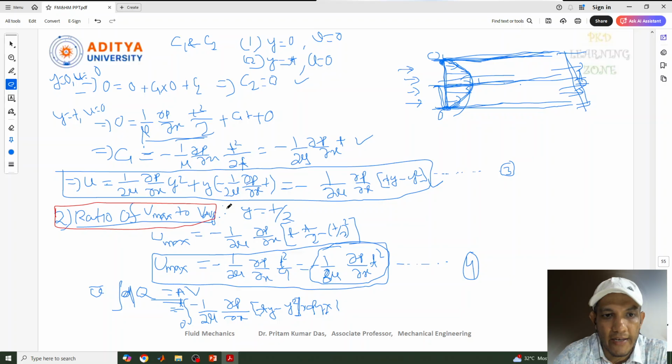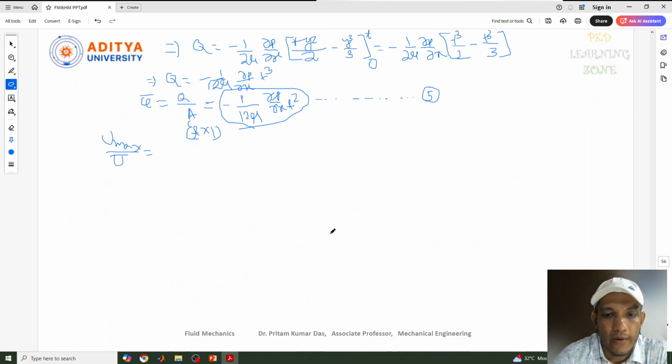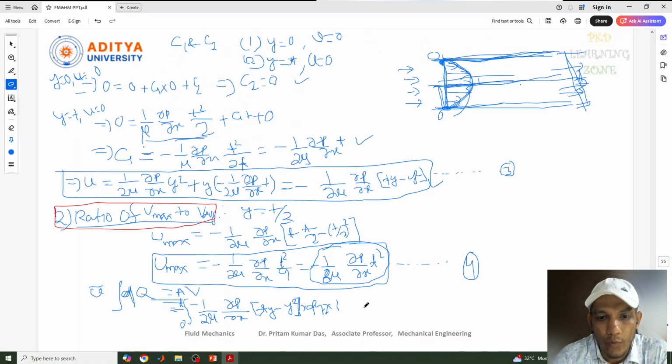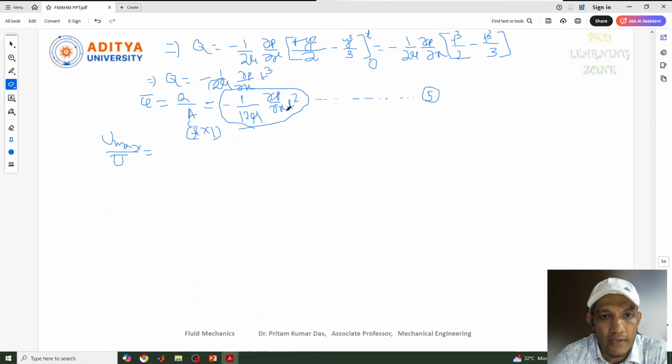This minus is going to be cancelled, t square, all these things are going to be cancelled. Only if you see here how much is there: 1 by 8 mu, there 12 mu is there, del p by del x, t square is there. Now let's see, del p by del x, t square is going to be cancelled, mu is going to be cancelled, so it is going to be 12 by 8. So 12 by 8 is nothing but 3 by 2. So I hope you understand.